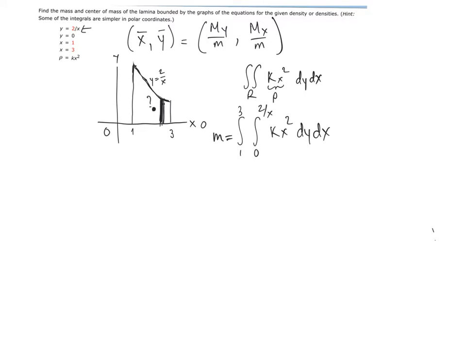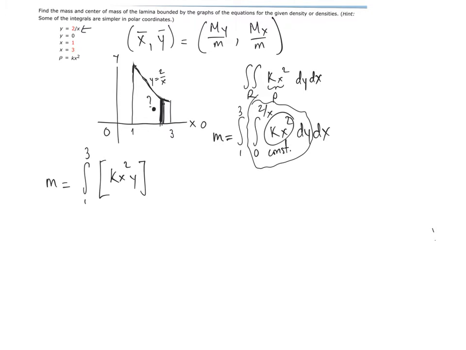You can solve this by integrating the inside first. So m is equal to the integral from 1 to 3, with respect to y, of k x squared y. Treat the x squared as a constant with respect to y, from 0 to 2 over x, dx.